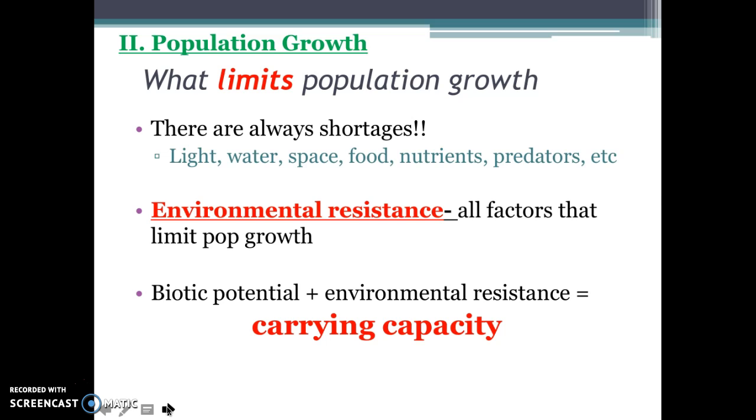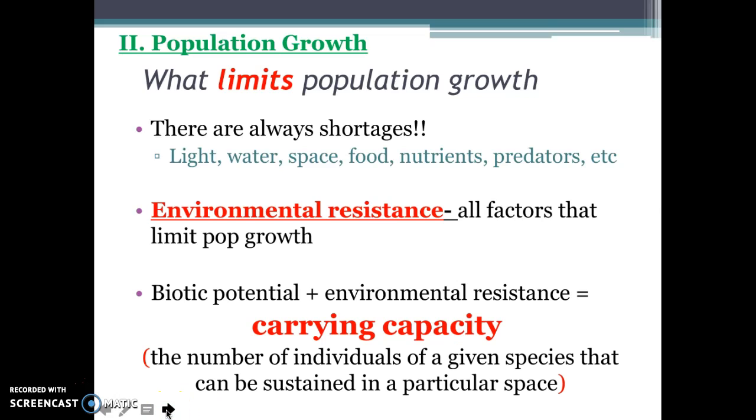So if you take the biotic potential, the potential for a population to actually grow, and you take into account all of the environmental resistance on that population, you are left with something that we call carrying capacity. This is the capacity of an ecosystem, basically, to hold a given population. If you've taken biology before, you've probably seen carrying capacity in some form, and you'll see some graphs in a little bit that show that. A good definition for carrying capacity would be the number of individuals of a given species that can be sustained in a particular space.